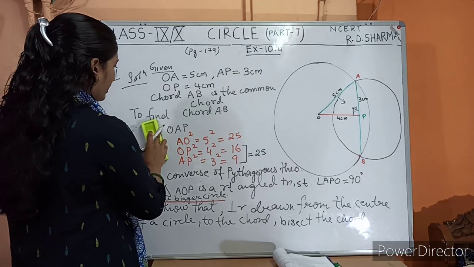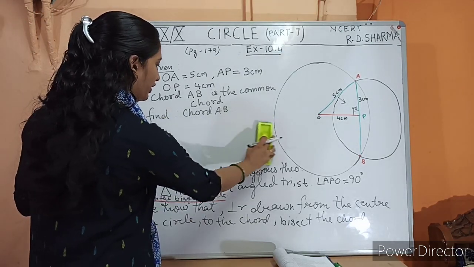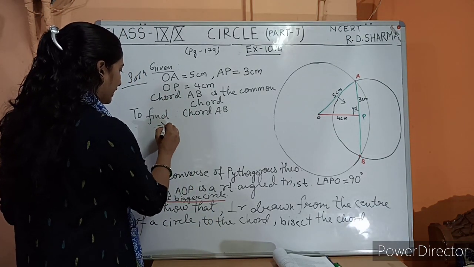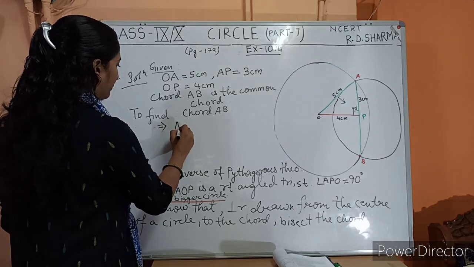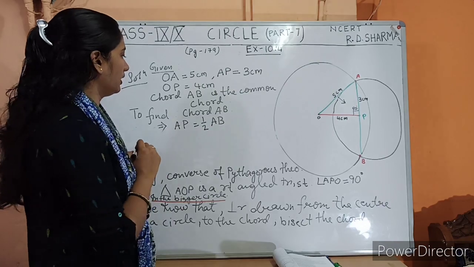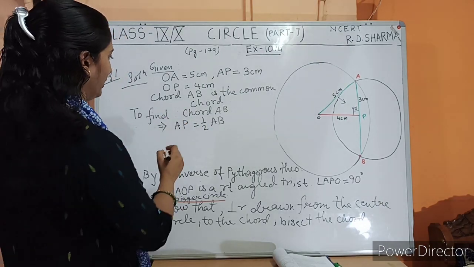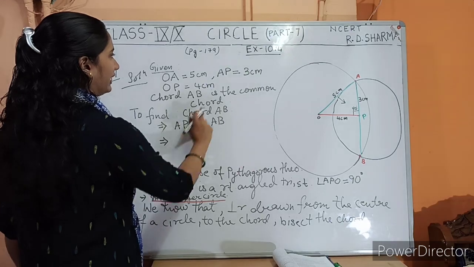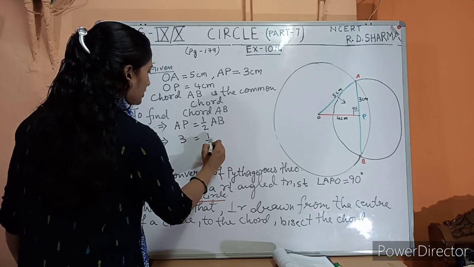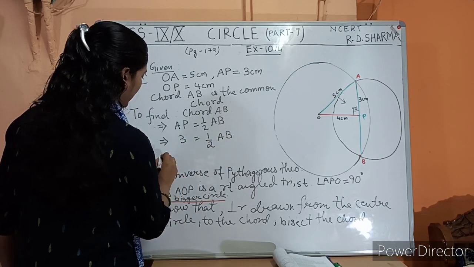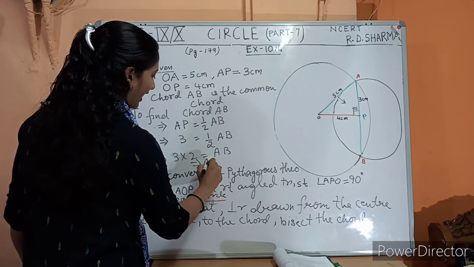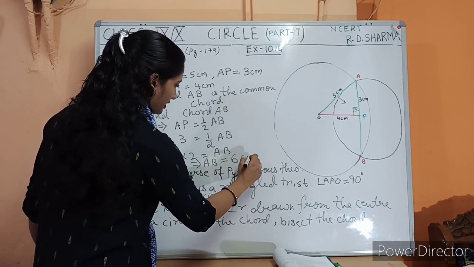I'm just rubbing out, children. You may pause the video and note down the things. So we can conclude that AP is half of AB. Correct? And we already have the value of AP here. AP is 3, so what would be the value of AB? AB must be 3 into 2. This implies that the value of AB is 6 centimeter.